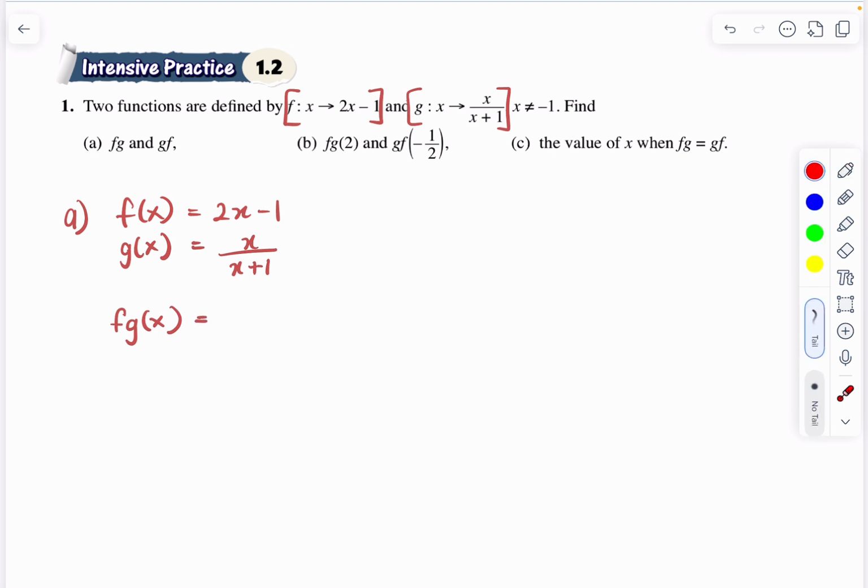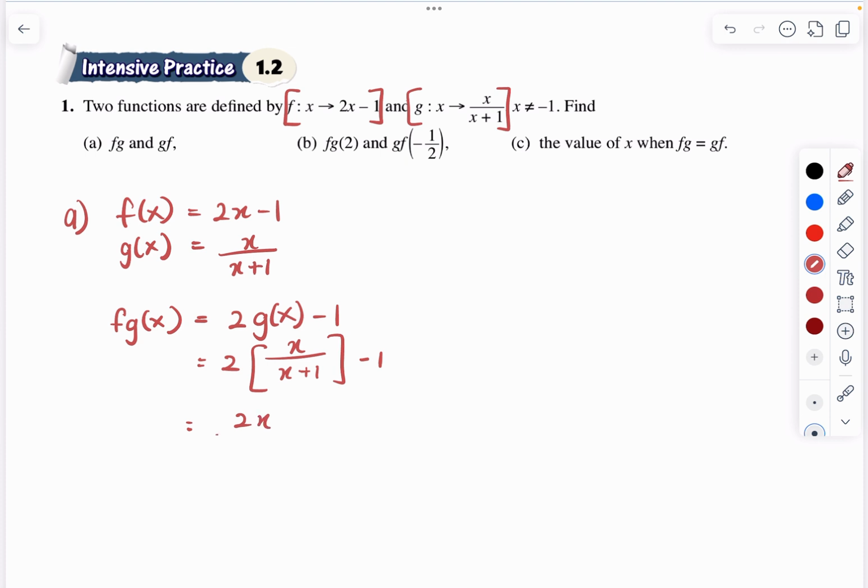Okay, so f(x) is 2x minus 1. If f(y), it will be 2y minus 1. f(z) will be 2z minus 1. f(ball) will be 2 ball minus 1. f(g(x)) will be 2g(x) minus 1. So fg(x) is 2g(x) minus 1. So here you just have to sub the g(x) in and expand it. So here we get 2x over x plus 1 minus 1, right?